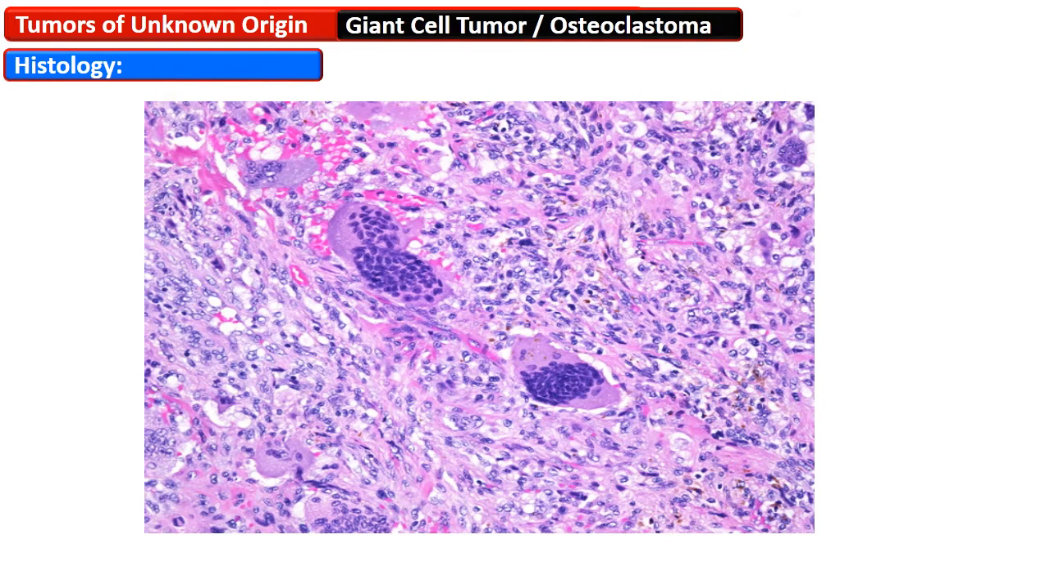Normally the osteoclast contains about 6 to 12, up to 20 nuclei, but here these giant cells contain dozens of nuclei, and they are lying in a background of mononuclear cells. The mononuclear cells are actually the malignant cells.